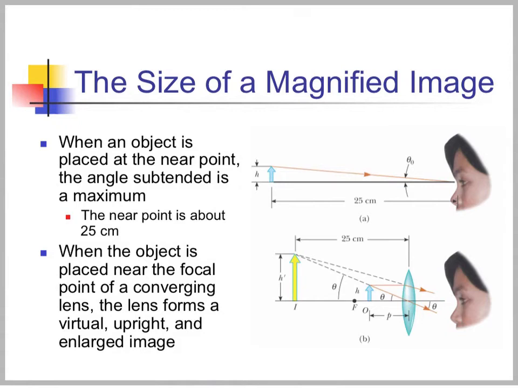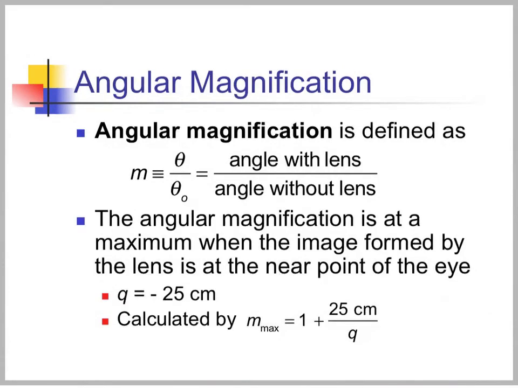When the object is placed near the focal point of a converging lens, the lens forms a virtual upright enlarged image. The angular magnification is defined by little m, θ over θ₀, as the angle with the lens over the angle without the lens. The angular magnification is at a maximum when the image formed by the lens is at the near point of the eye. So q is -25 centimeters. We can calculate that by m max is 1 + 25/q.